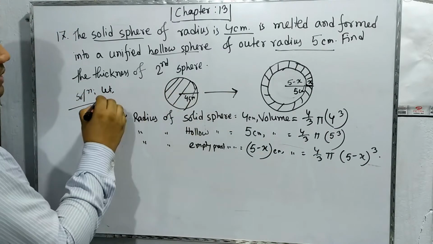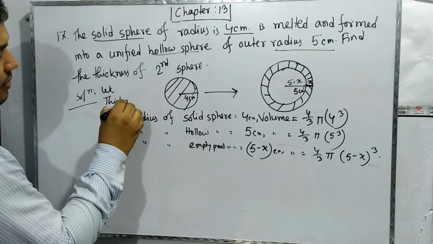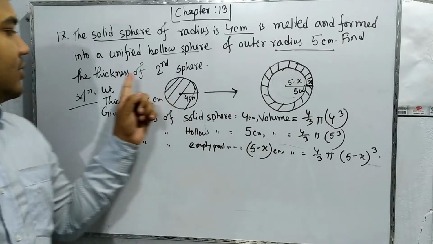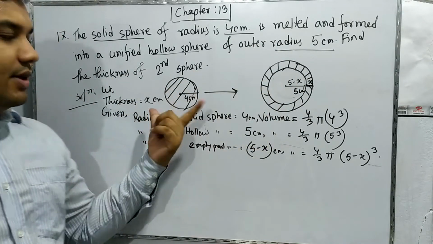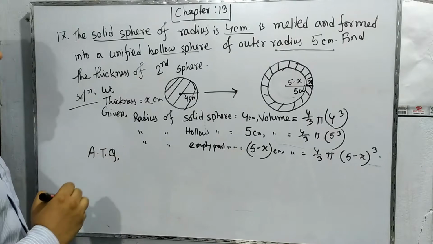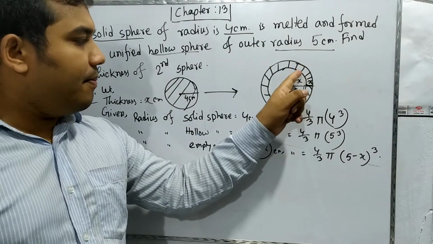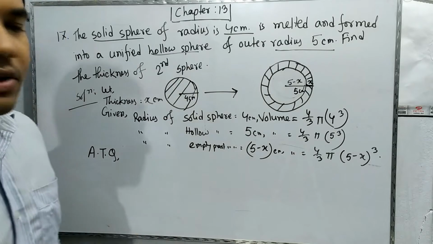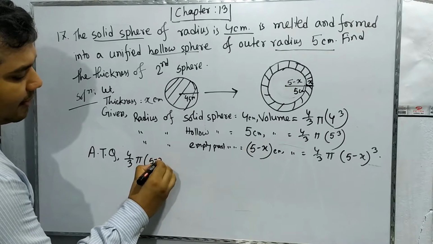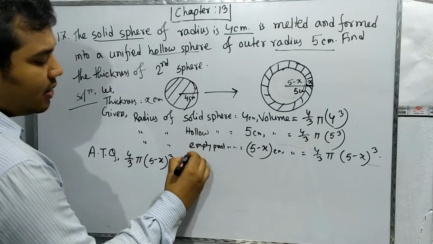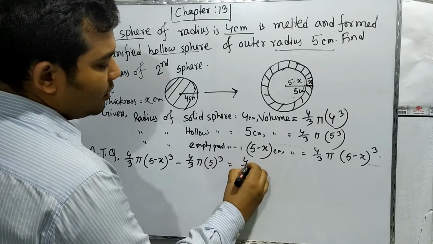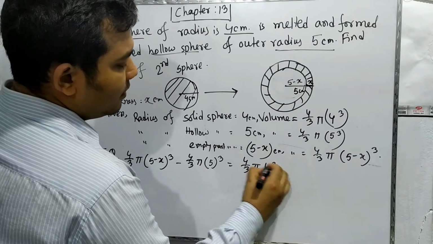Let the thickness of the second sphere be x centimeter. That's why we are writing this. Now according to the question, our full sphere minus the empty sphere equals the solid sphere, that is 4 by 3 pi 5 minus x whole cube minus 4 by 3 pi 5 cube equal to 4 by 3 pi 4 cube.